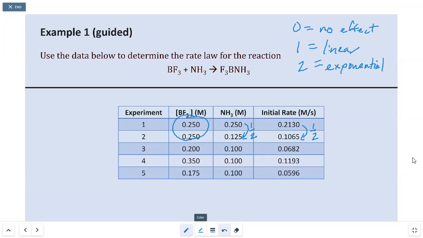Yeah, it's first order. Why is it first order? Well, we saw a change in the concentration and a similar change in the rate. Now, if you're thinking, well, that's zero order, nothing changed, you're not thinking about zero order correctly. If this was zero order, we would see that the initial rate didn't move. It would have still been 0.213, regardless of what happened to the ammonia.